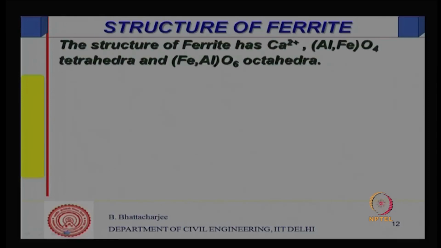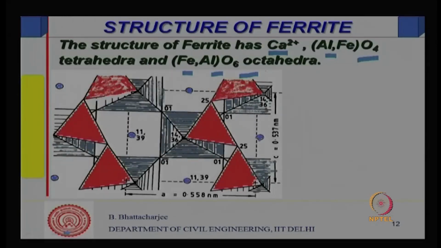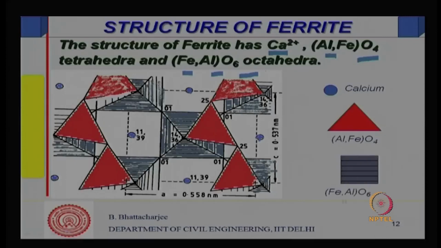Structure of ferrite, if I look at it, it has calcium ions, AlFeO4 tetrahedra and FeO6 octahedra, and looks something like this. The blue ones are the calcium, the red triangles are the AlFeO4, and the black ones are the FeO6. So, they have a structure of this kind. That is how the structure of compounds of cement, that is alite, belite, aluminate and ferrite, looks like.